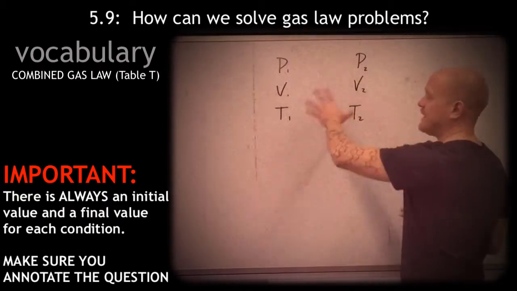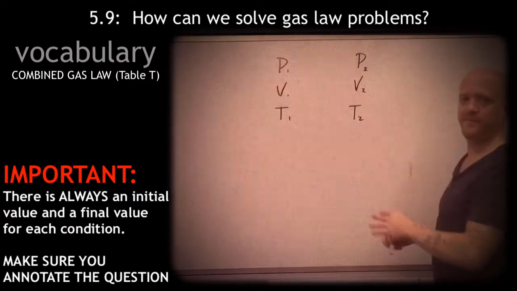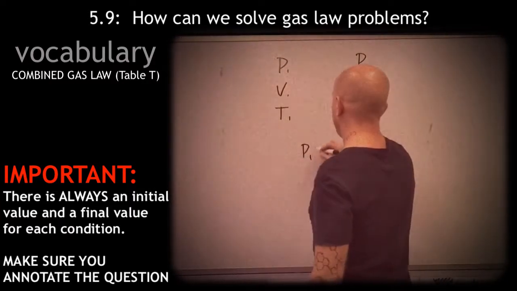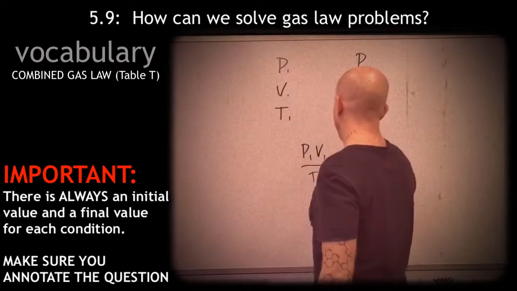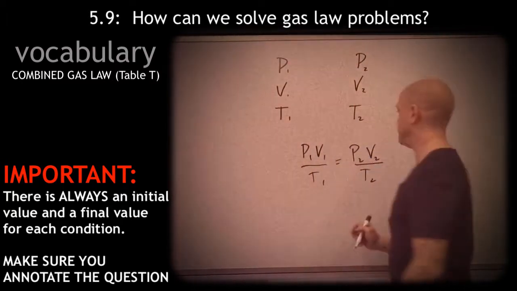They always have to be constant. So whatever this side totals, the other side also has to total. So the formula is P1 times V1 over T1 equals P2 times V2 over T2.